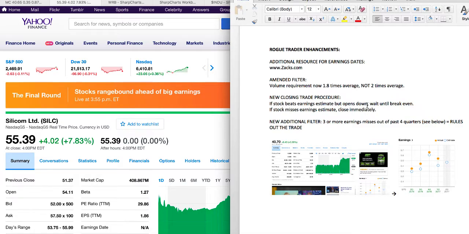So what we're saying is, look, if the stock beats its earnings estimate but opens down, something is weird here. So just hang on a second, just wait until it breaks even and then get out. But it's an unusual scenario. What we're trying to do is, all the time, take out anything that's not helpful. So if it beats the earnings estimate but opens down, unusual scenario, but just wait till break even. If it misses the earnings estimate, just close it out immediately as you initially thought. So that's just giving a little bit more.